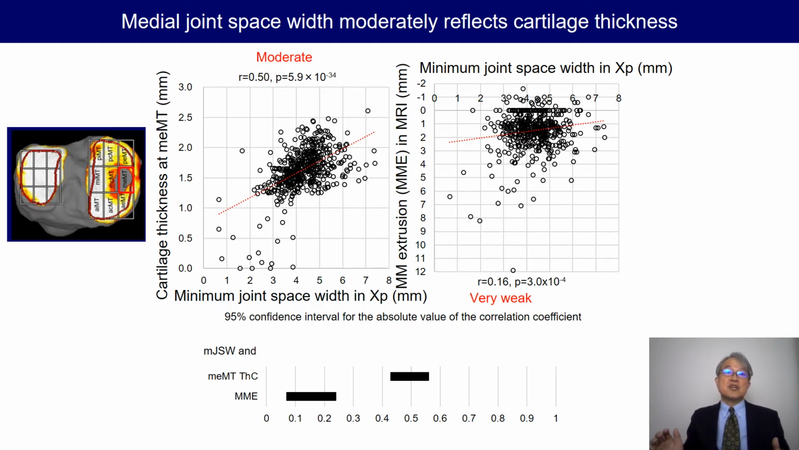Left graph shows the relation between minimum joint space width and cartilage thickness. Correlation coefficient was 0.50. Right graph shows the relation between minimum joint space width and medial meniscus extrusion. Correlation coefficient was 0.16. The graph below shows the correlation coefficient was significantly higher for the cartilage thickness than for medial meniscus extrusion.